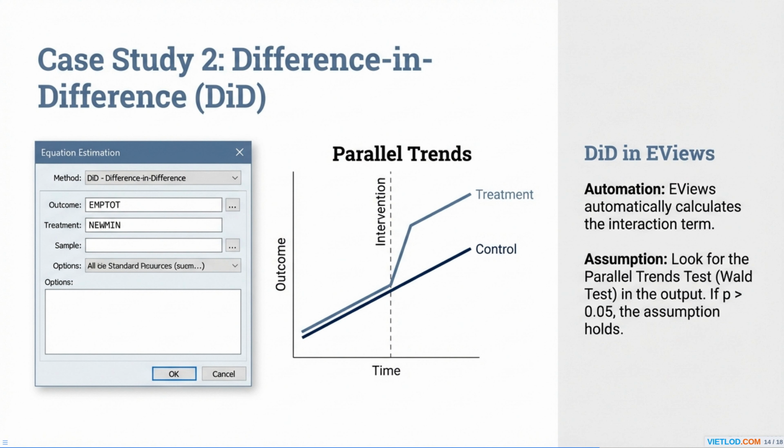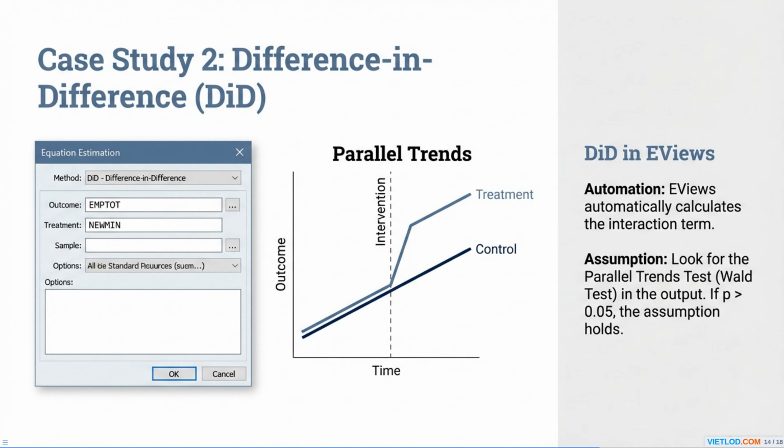This slide introduces Case Study 2, focusing on the difference in difference, or DID method. We see an EViews dialog box for equation estimation, showing the DID method selected, with EMP-tot as the outcome and new min as the treatment variable. The parallel trends graph visually represents the core assumption of DID. It illustrates that before the intervention, both the treatment and control groups follow similar trends. After the intervention, the treatment group's trend diverges, showing the policy effect.